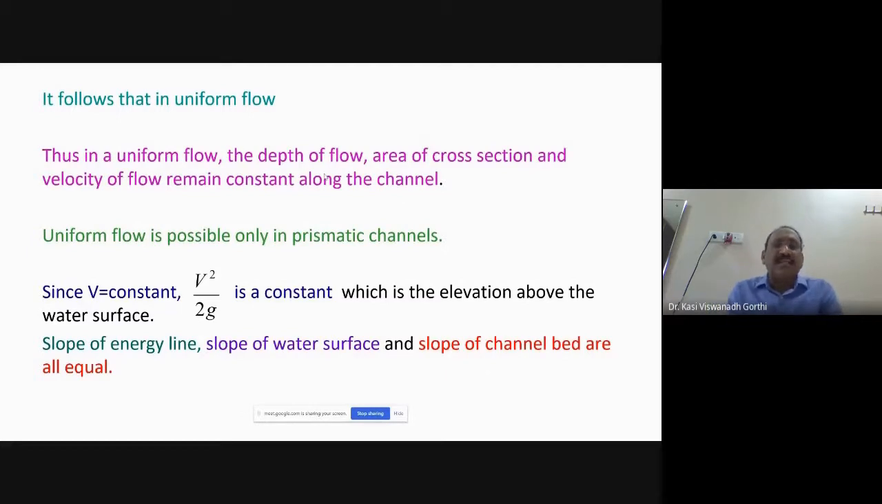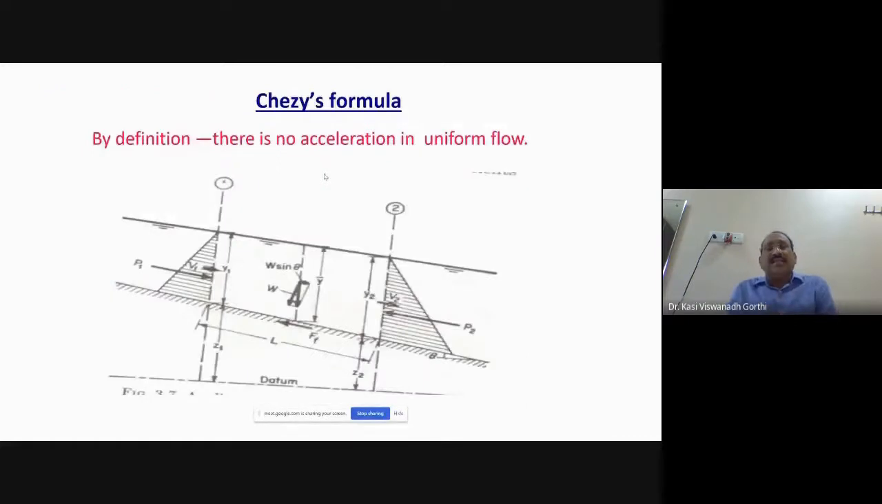Since V is constant, V square by 2g also becomes constant, which is the elevation above the water surface. So the slope of the total energy line, the slope of the water surface, and the slope of the channel bed are all equal. Slope of total energy line, slope of water surface, and slope of the channel bed, all the three are equal.